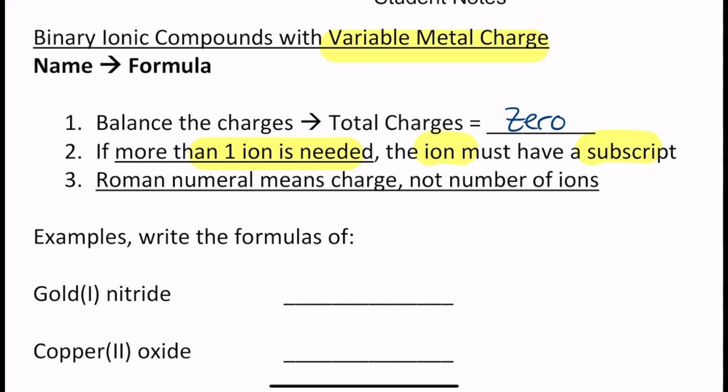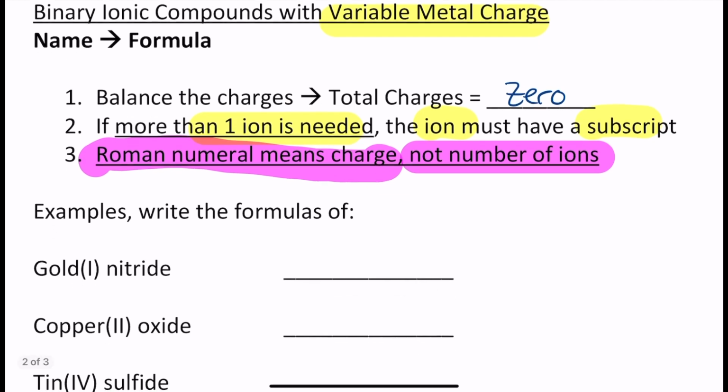And here's a number one misconception. I think students get confused on this all the time. They forget how to do this and they misremember. A Roman numeral is the charge of the metal. It's not the number of ions you have. Okay? It means a charge. It's not the number of ions. You need to go in and do the work. You need to balance the charge. You can't just say, oh, that's how many there are.